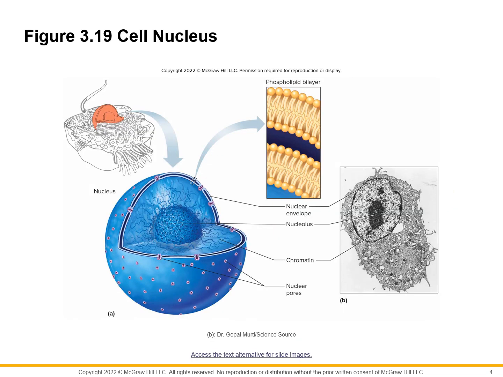So when we look at this little picture of it, again, this is a biphospholipid bilayer, so it's two layers thick. We've got these nuclear pores that allow certain things to go out. These little strands all through here are the chromatin, and this little dark ball that's inside of it, that is the nucleolus.